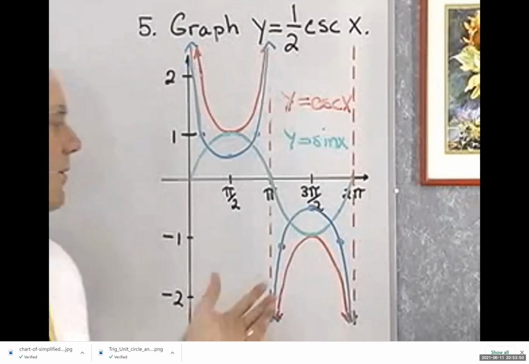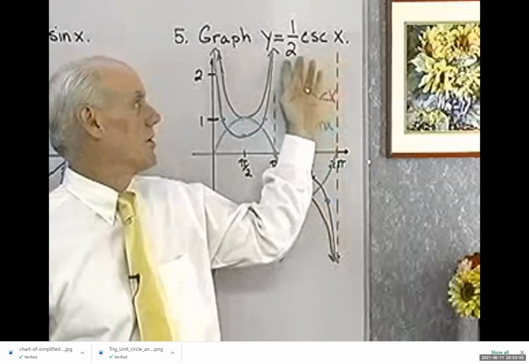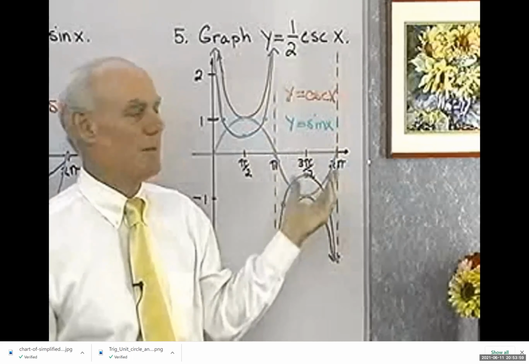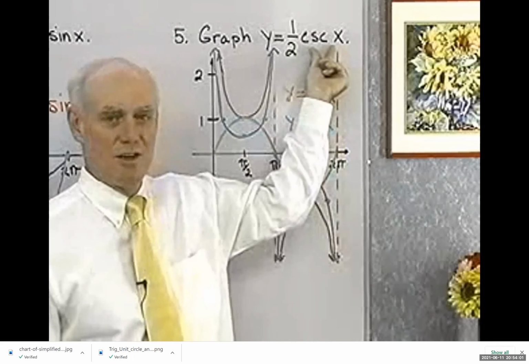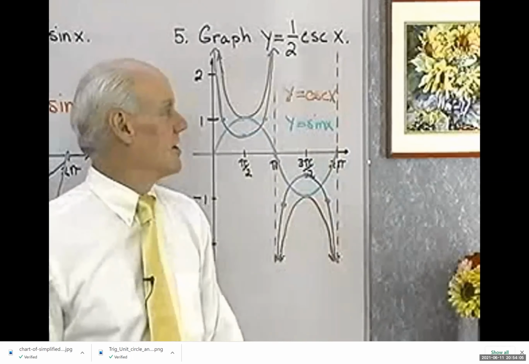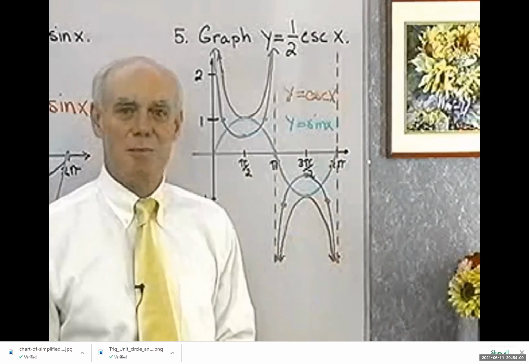So what's nice about graphing this way is that we have a basic graph right here, and we look at this coefficient, and we know how it affects the graph. It saves us from making a table. If we know what y equal cosecant looks like, then we certainly know what y equal 1/2 cosecant looks like. So that was a quick look at graphing the basic trig functions plus some amplitude.